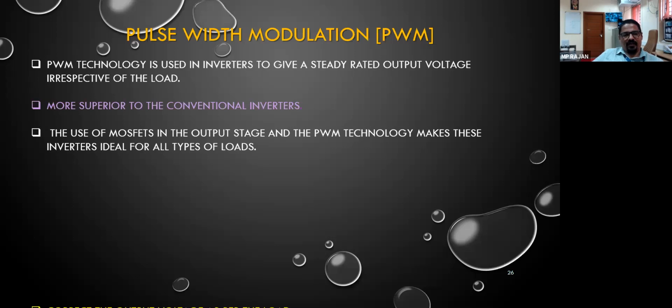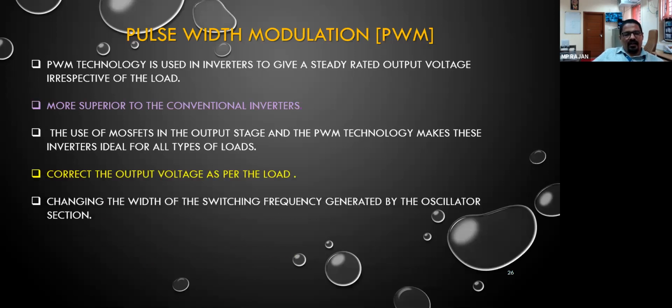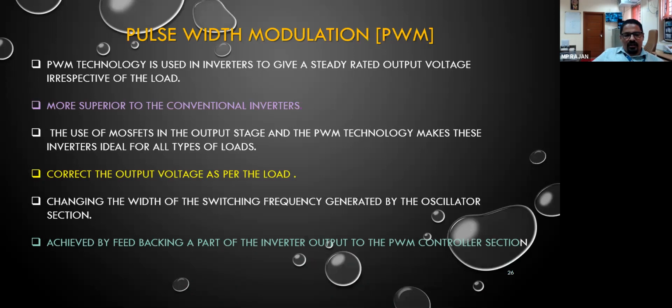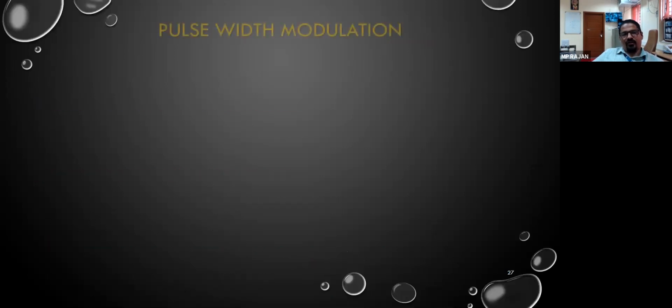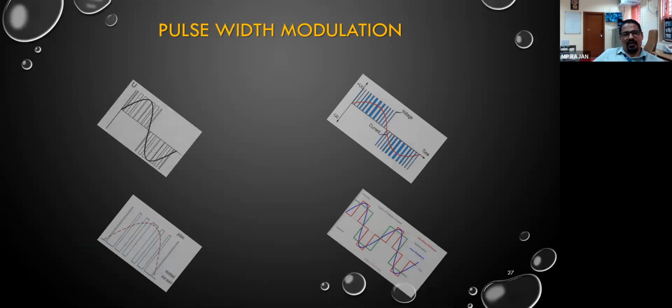output of the circuit. Okay, so as per the load you can change the width of switching frequency generated by the oscillator section. So it is already explained in the last slide. It is achieved by using the feedback system. Okay, so a lot of protection is also possible in the pulse modulation system.